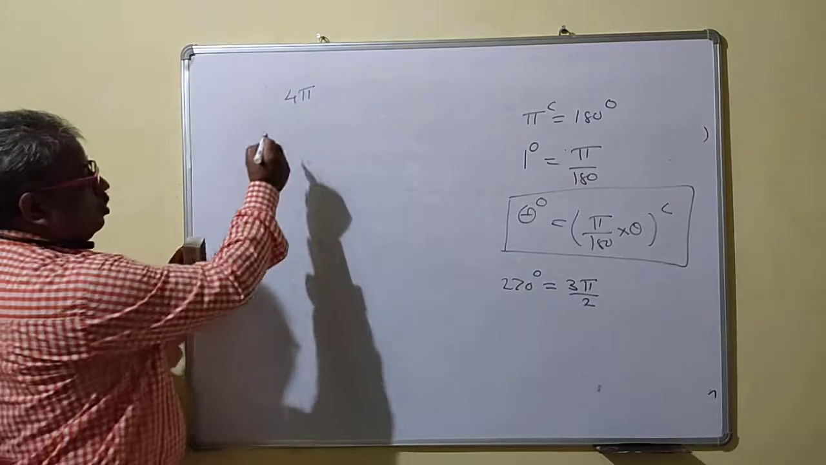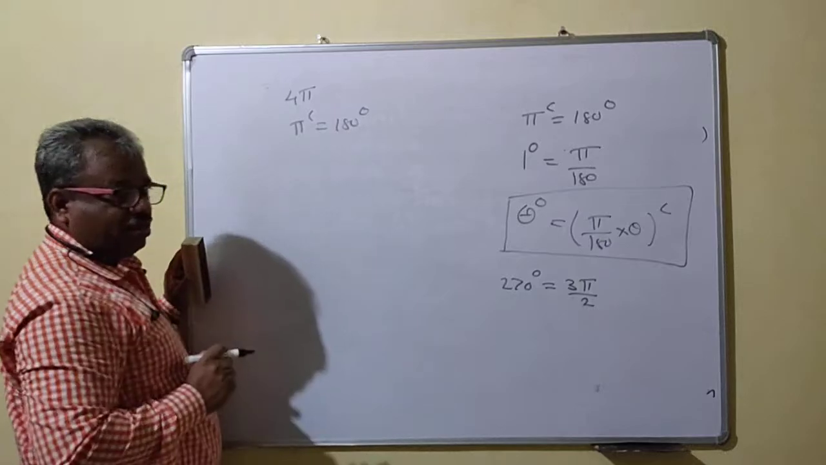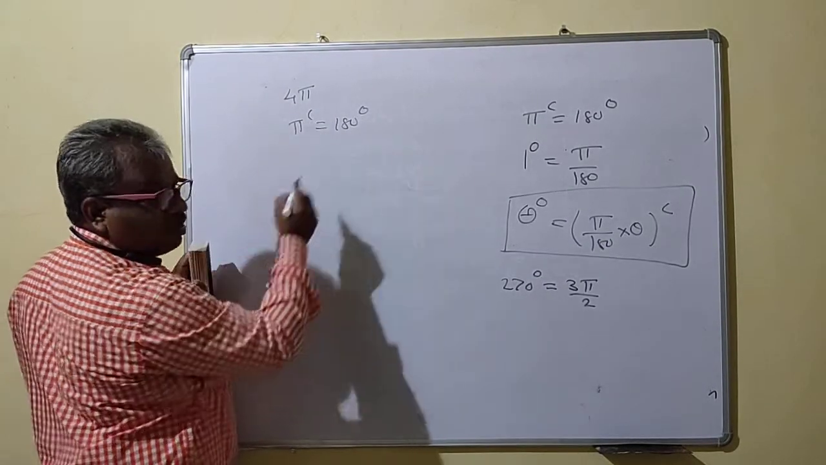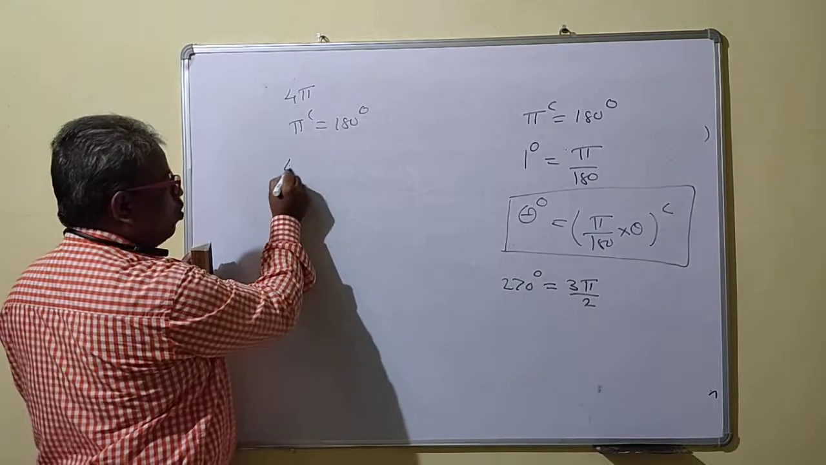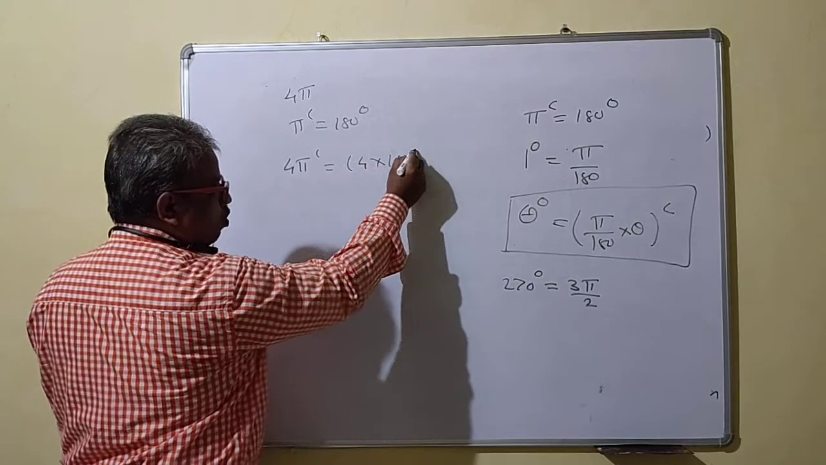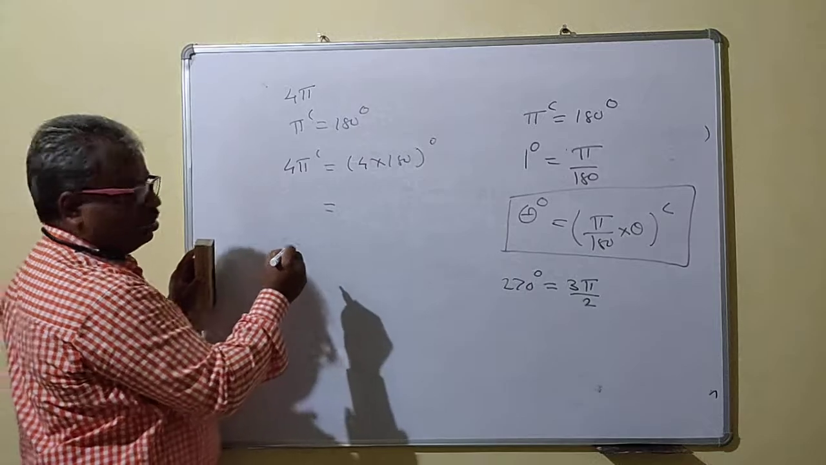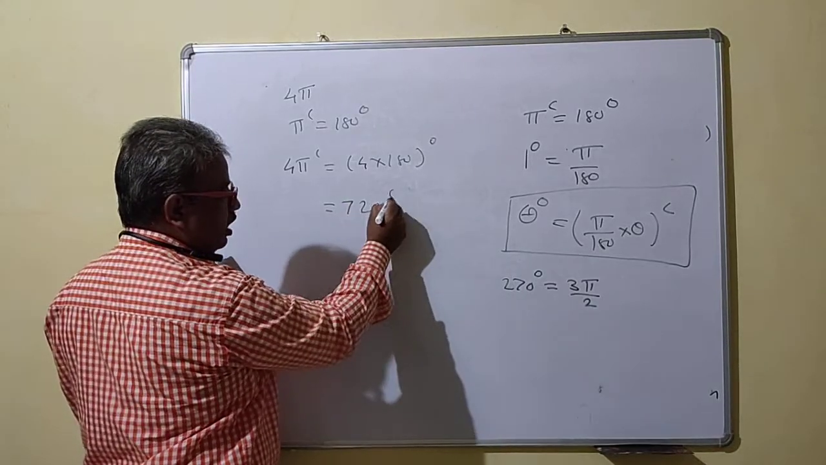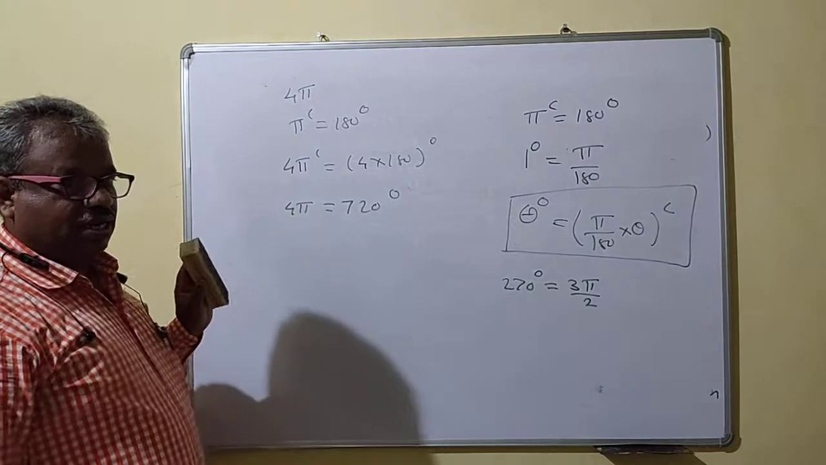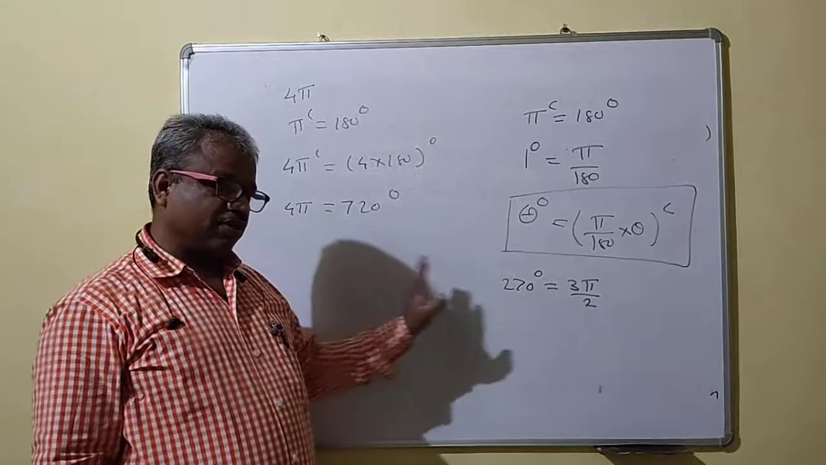What do we do? We have pi radian is equal to 180 degree. This is very important. Here we have the value of pi, so just multiply by 4. So 4 pi radian is equal to 4 into 180 degree. This is 720 degree. So 4 pi is the same as 720 degree. In this way we can express radian measure in terms of degree measurement.